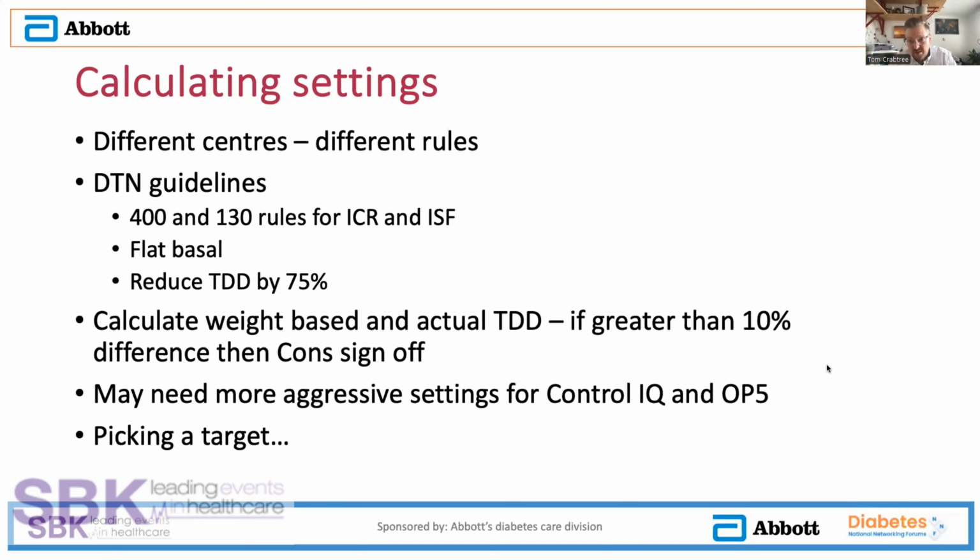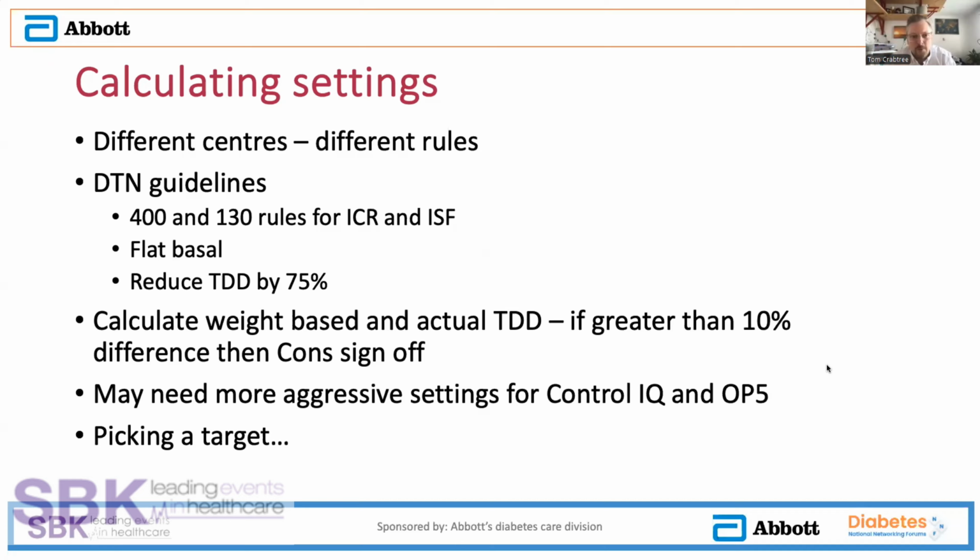One of the things we've recognised is that there can sometimes be quite big variation between the weight-based total daily dose estimate and what they're actually using. And what we've done is say if there's more than 10% difference, one of the pump consultants will sign off on the correct choice, and often we go for somewhere between the two. There'll be some cases where we may go for one or the other, but usually we go halfway between the two.